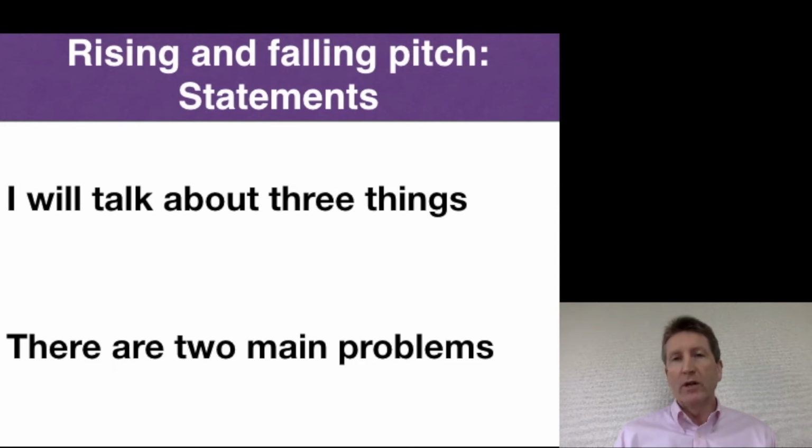Let's contrast that with just a rising intonation. And what this does is kind of makes you question what the speaker is saying, or they sound a little bit unsure. Have a listen to this. I'll talk about three things, or maybe 2 things, or maybe 4. I'm not sure. There are 2 main problems, maybe 1 problem, maybe 3 problems. Again, I sound unsure. So when you're giving information, if you want to sound confident and sure, give the information with a rising and falling pitch. Why don't you practice now these two sentences and just see if you can do the rising and falling pitch.